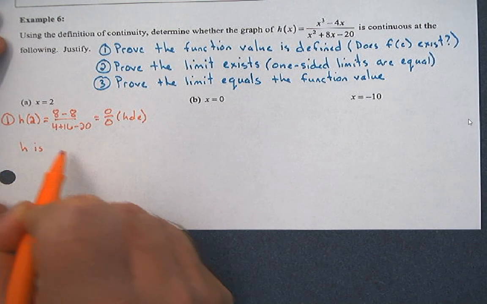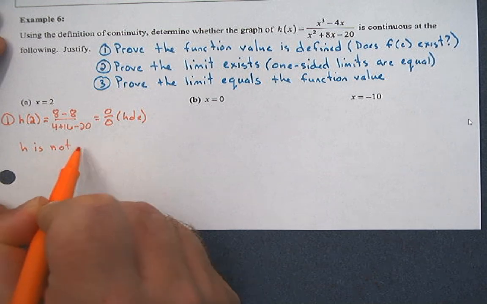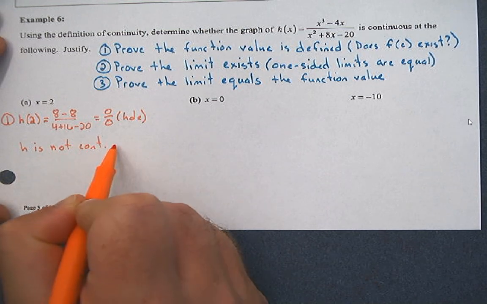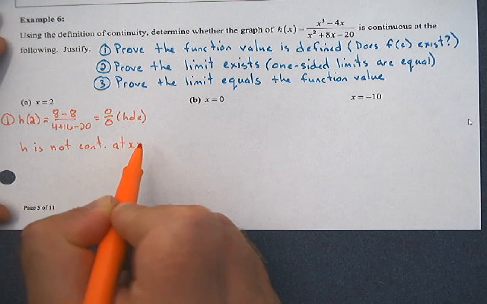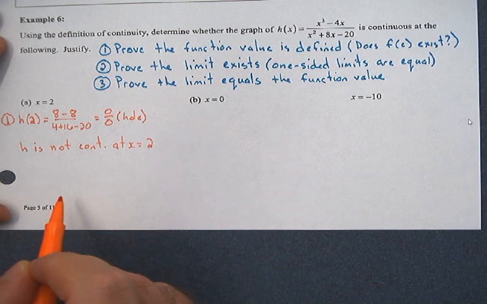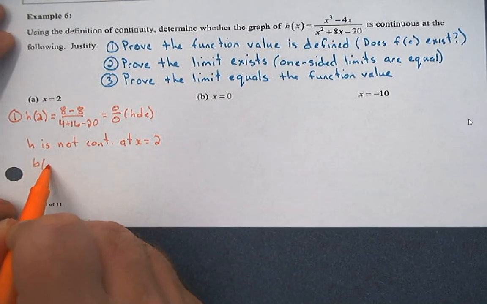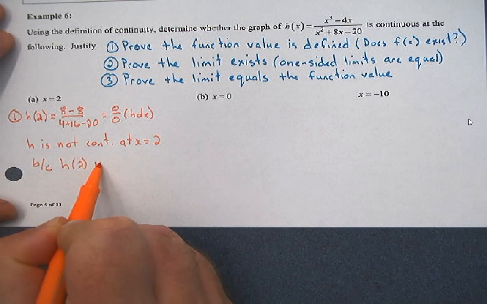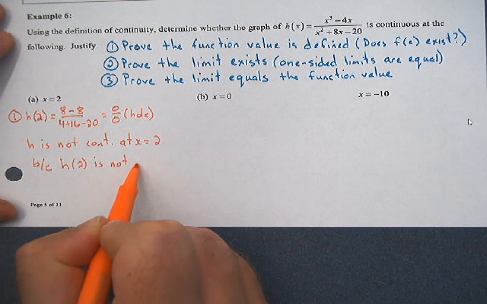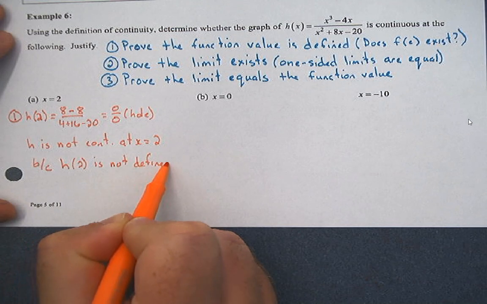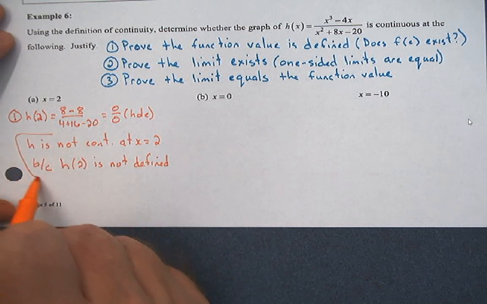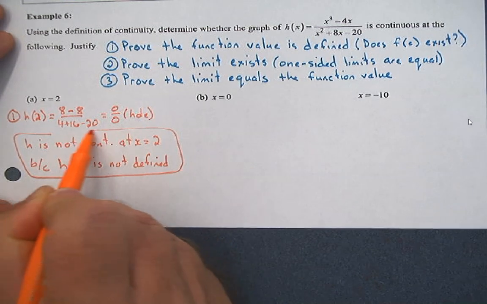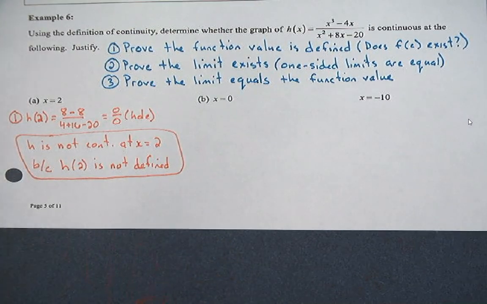H is not continuous at x equals 2 because h of 2 is not defined. And our proof is that work up above. That work that we showed right there, that's the work. That's all you got to do to show your work.